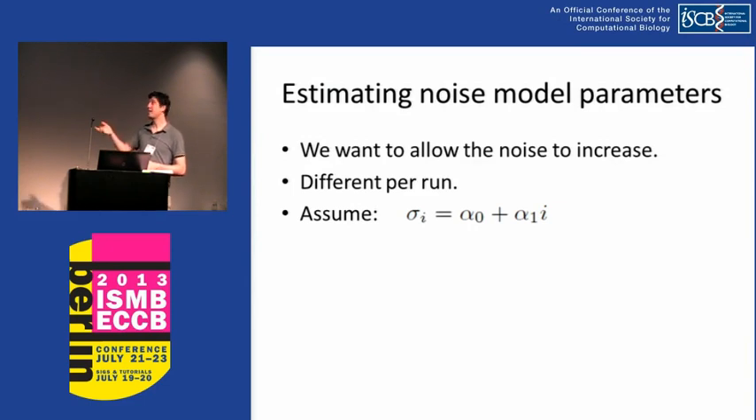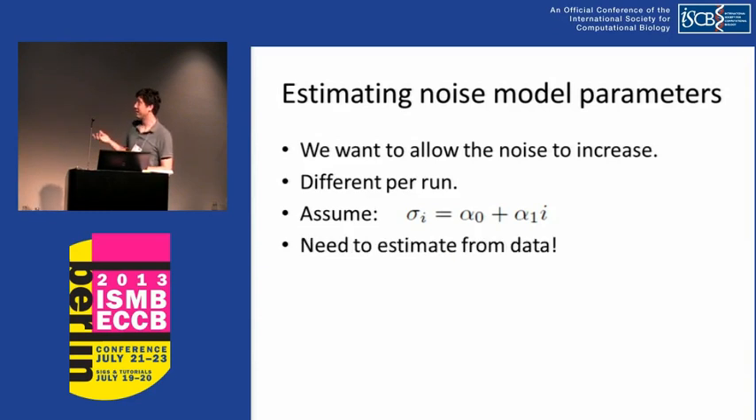Okay, so we take the standard deviations of our double exponential distributions, and we model these as a linear function of the flow index. So if you recall the picture of the flowgram from before, we saw that the noise increases as the sequencing continues. And this can be captured with this model. So we allow the noise to increase, and we allow the increment to change between different experiments. Okay, and this needs to be estimated. We don't have any way to determine this a priori.